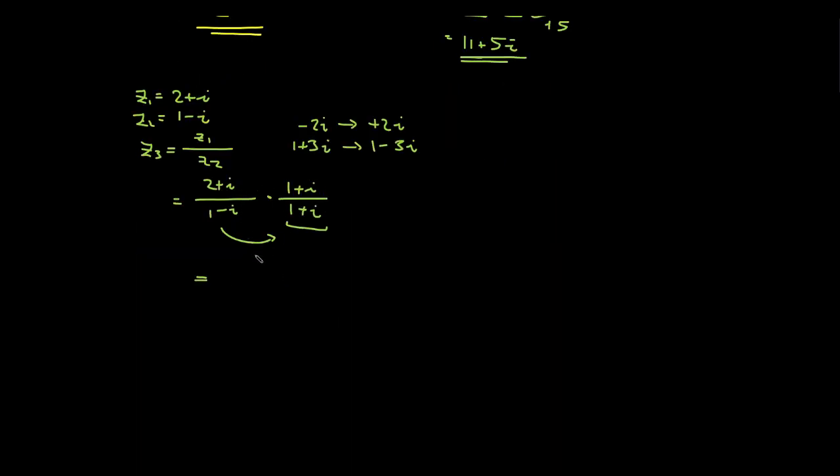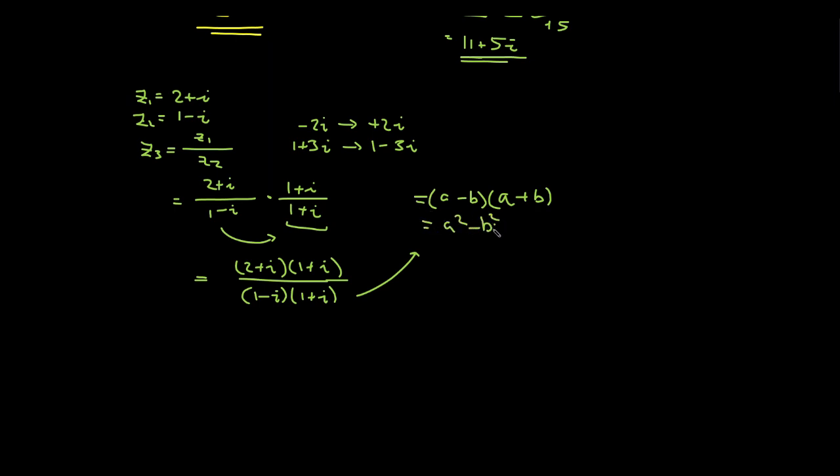So let's work out what this becomes. So that's going to be 2 plus i times 1 plus i, and then in the bottom we'll get 1 minus i times 1 plus i. And down here we're going to use a very specific property that if I have a minus b times a plus b and you distribute this out, you'll eventually get a squared minus b squared. And so we can actually just use this property because we have 1 minus i, 1 plus i, that's a minus b, a plus b.